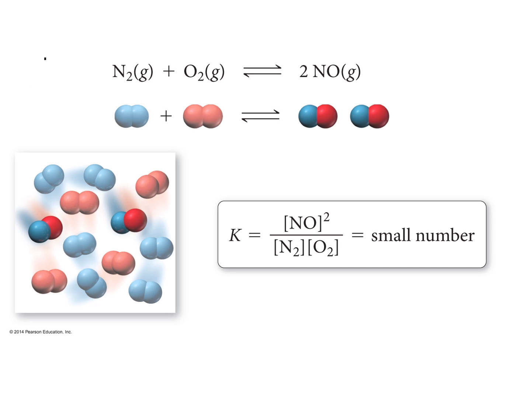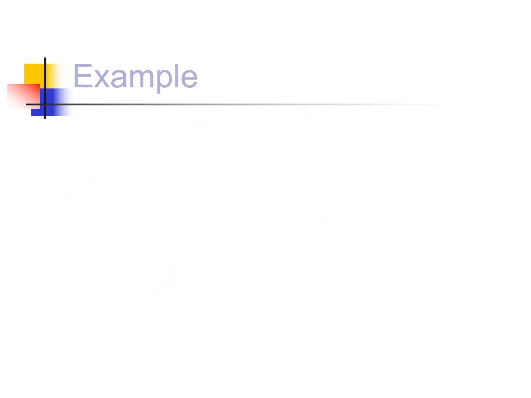Again, this is another example. Here we see nitrogen and oxygen making NO. At equilibrium, we only have a very small amount of NO compared to lots of the other things. So we should expect the constant to be less than 1.